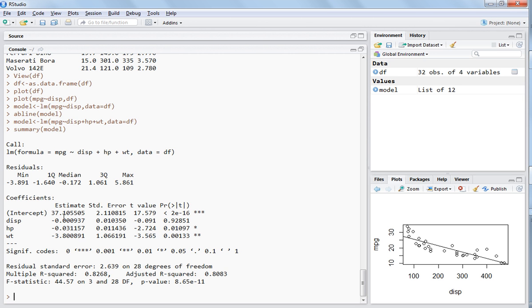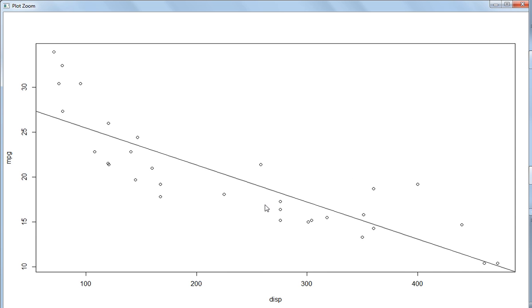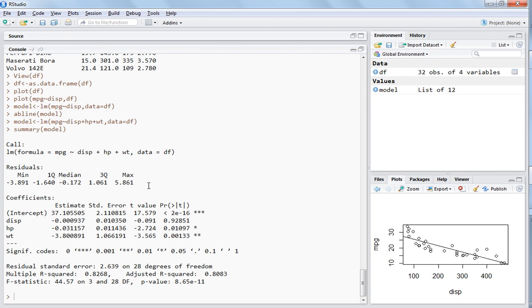Y intercept. Yeah, so this is the intercept, not for this plot, because this plot was only for displacement. This intercept is for MPG as a function of displacement, HP and weight. So this is in four-dimensional space, right? Initially it was one-dimensional, MPG as a function of displacement. Now it is a function of three variables. So there are a total of four variables: one is MPG, and the other three are the predictor variables. Similar to the one-dimensional case, this is the intercept in the four-dimensional space.